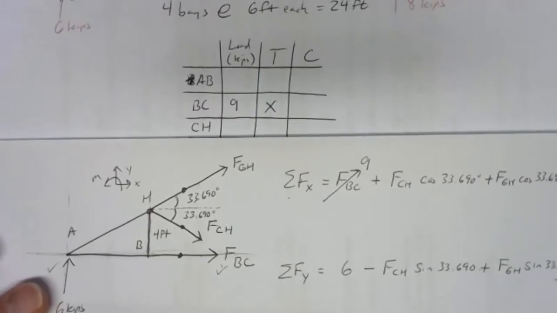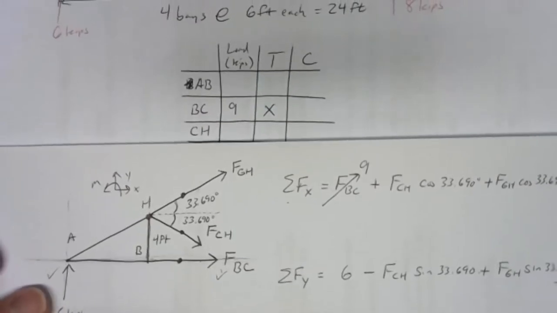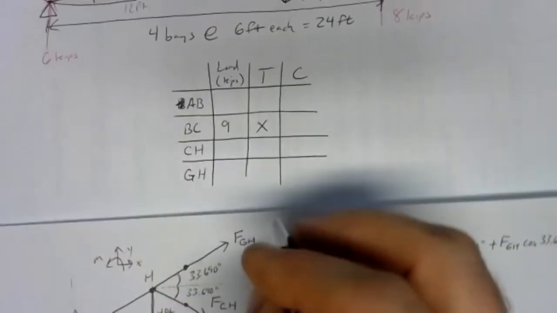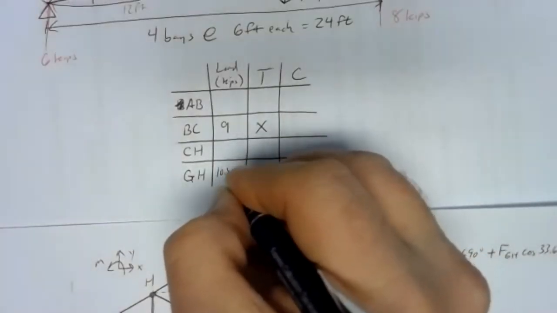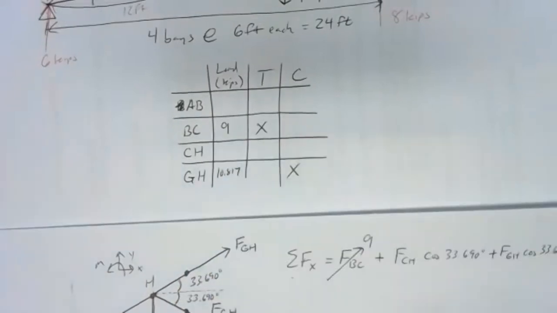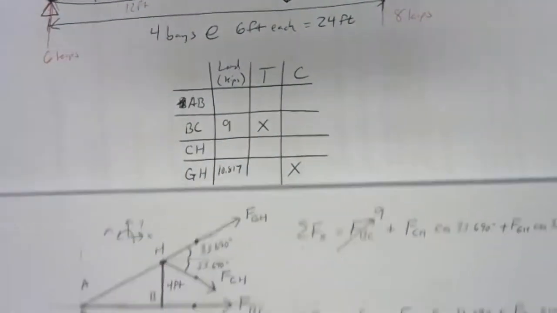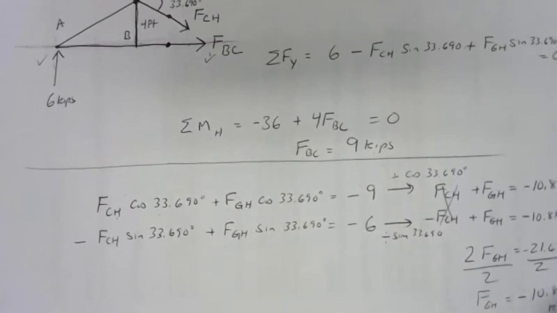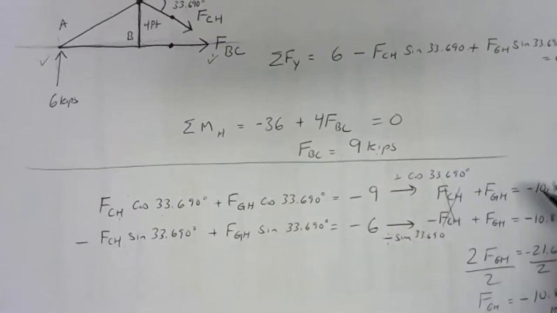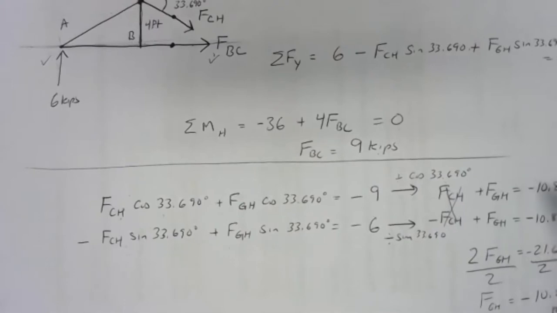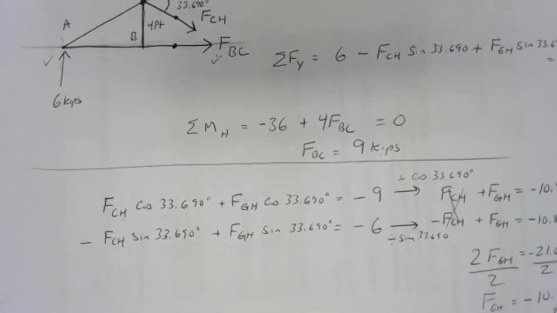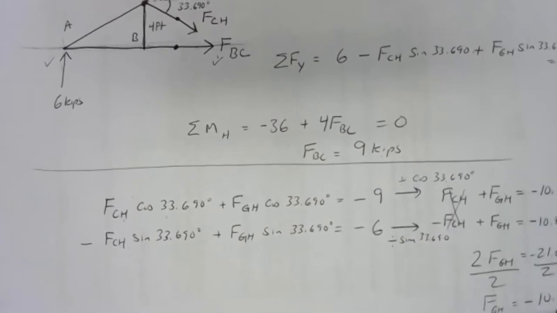Again, the top of the structure is typically going to be in compression under horizontal loading, under vertical loading. So FGH, 10.817 in compression. Now that we know that, we can go back to one of our original equations and figure out what FCH has to be.